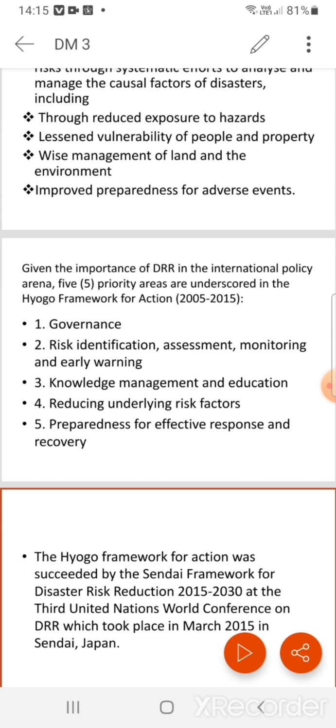Next is preparedness for effective response and recovery. As we saw in the disaster risk management cycle, the last phase was disaster preparedness. Finally, the most important emphasis was given to preparedness for effective response. How will you respond to a particular situation or event? How much are you prepared? This is the preparation to make an effective response and recovery.